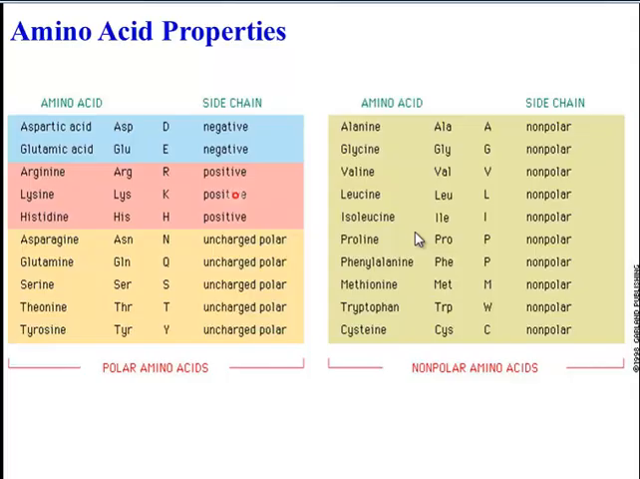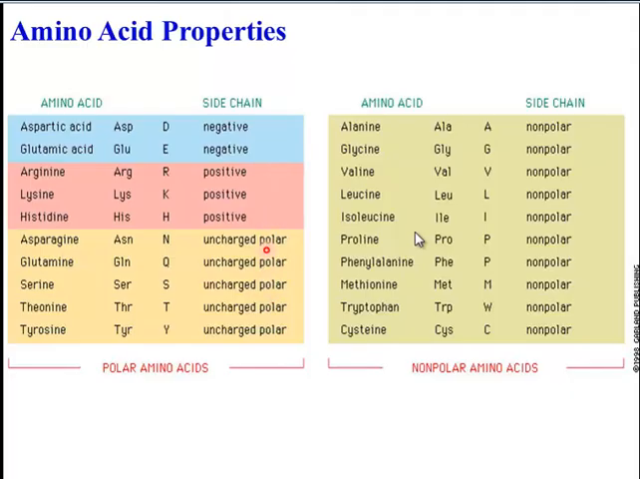So if we look at a table, these are the essential amino acids that we'll find making up the proteins in your body. And each particular amino acid has a certain property because of its R group. For example, these 2 amino acids have R groups or side chains that are negative. These 3 amino acids have R groups or side chains that are positive.